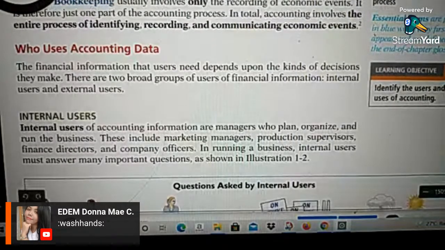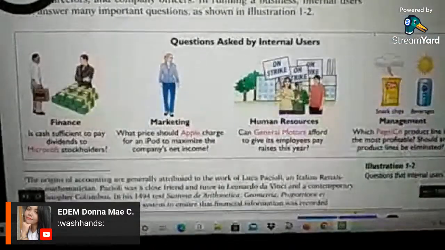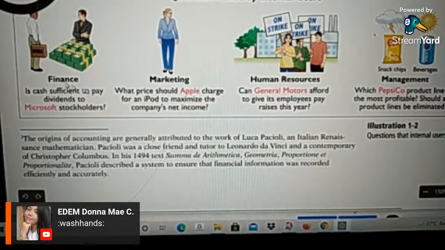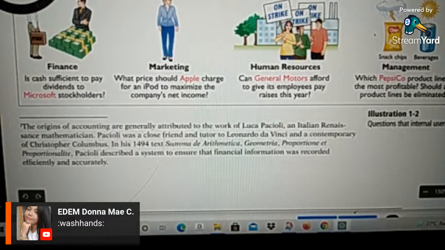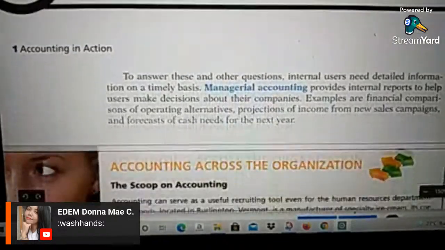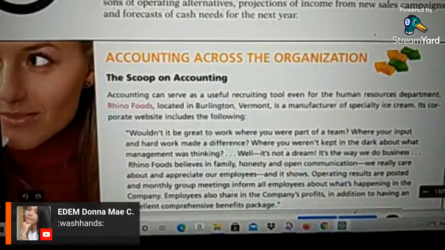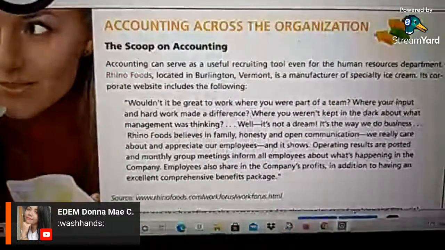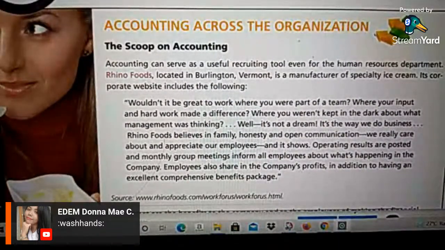Okay? So who are the interested persons? We already know about this. Interested persons inside the company: finance people, marketing people, human resource people, yung HR, and the management people inside the company. Internal users, okay? Internal interested persons. So, we need financial accounting in order to communicate important information to internal users.